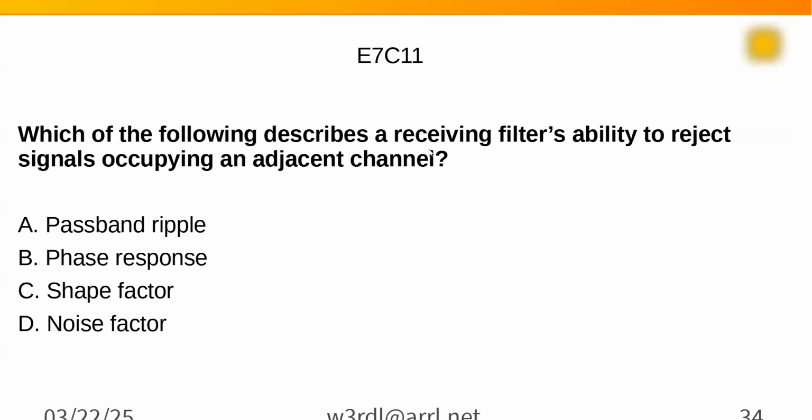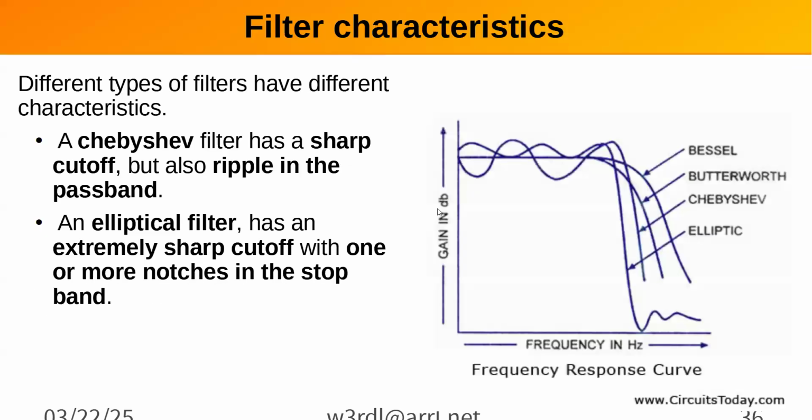That's your shape factor. You want to reject adjacent signals. So what do you care about? You don't care about the top, that's ripple. You care about the edge. You want it straight up and down if possible. It's your shape factor. Okay, we have different types of these analog filters.